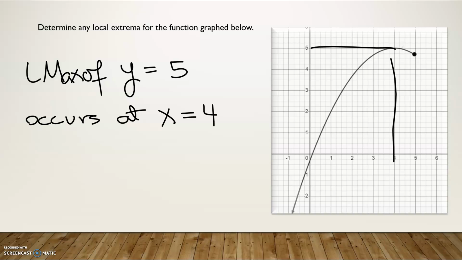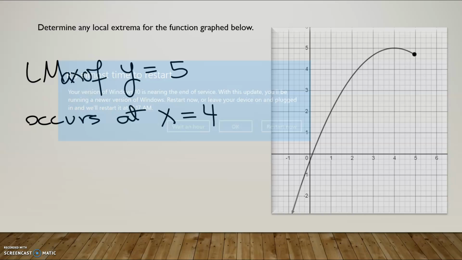Now, a lot of students will get tripped up and say, okay, they have a point right here, that's got to be the local max, or that's got to be the local min. No, remember the local max is the highest point for the entire graph in that area. A local min would be the lowest point for that graph in that area, okay? So don't depend on where you have points like this, where you have a defined point with a circle there. That doesn't necessarily mean much.